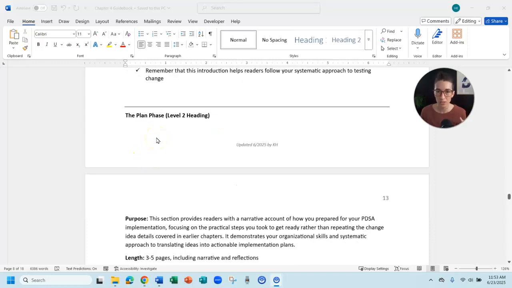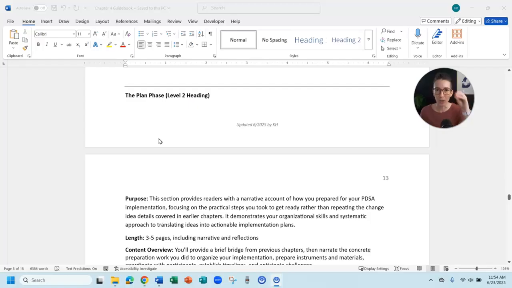And if you kept scrolling down the guidebook, you'd see the next Level 2 heading would be the do phase. The next Level 2 heading after that would be the study phase. The next Level 2 heading after that will be the act phase, right? So if I could have this map of "you are here," there's lots of stuff at the beginning of Chapter 4 that we'll get to later, but we're going to start with the plan phase, because hopefully by now you have completed your plan phase. So we're going to use this time to write up the plan phase.